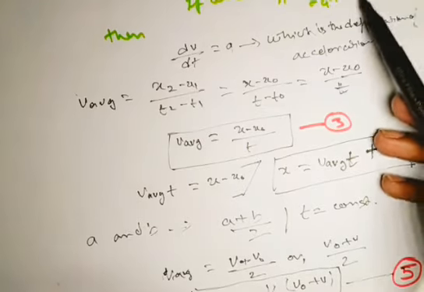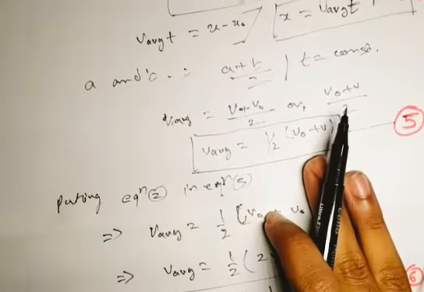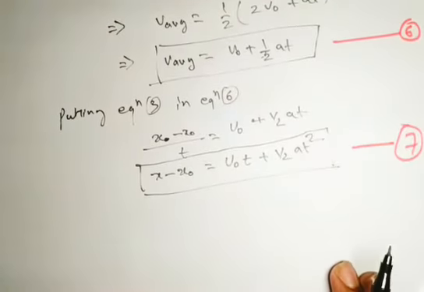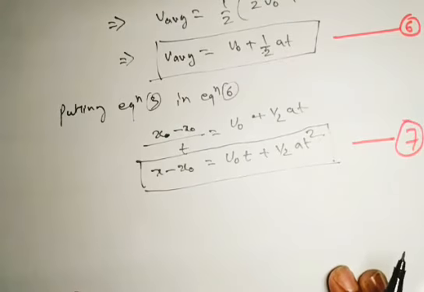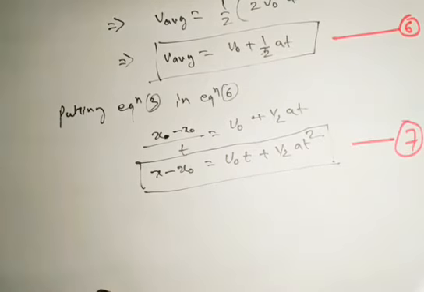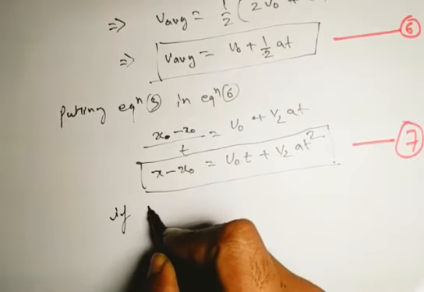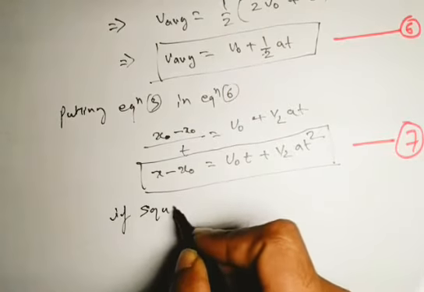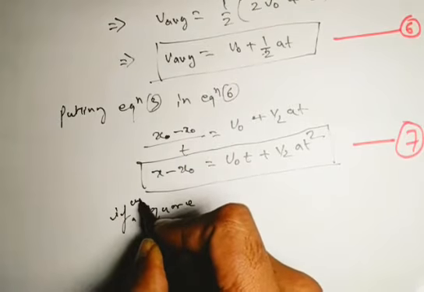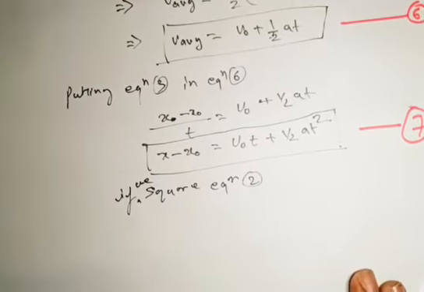And equation 2nd is the basic equation of constant acceleration. Moving on. So there will be a new formula generated if we square equation 2nd. If we square equation 2nd, then what will we get?